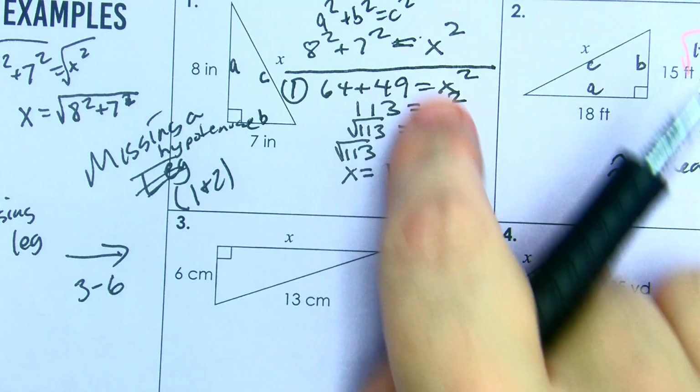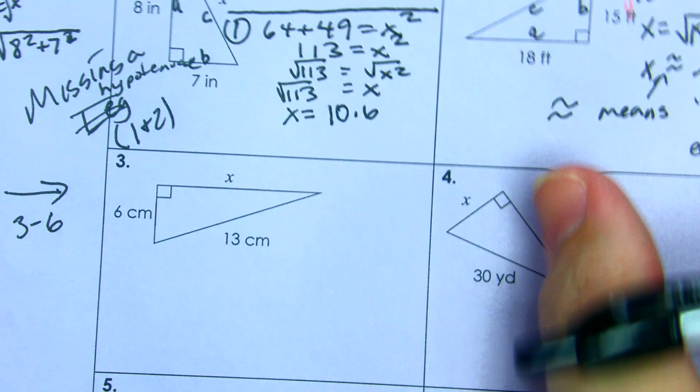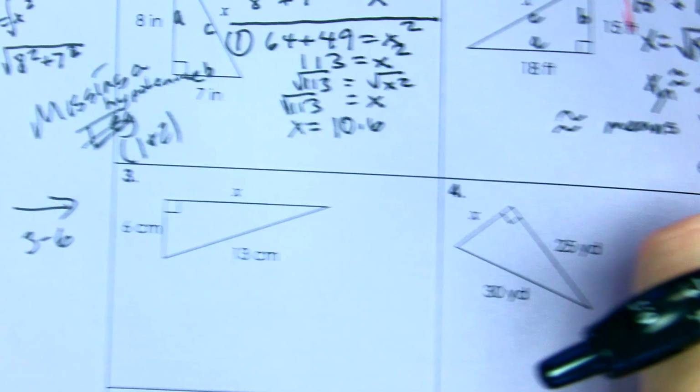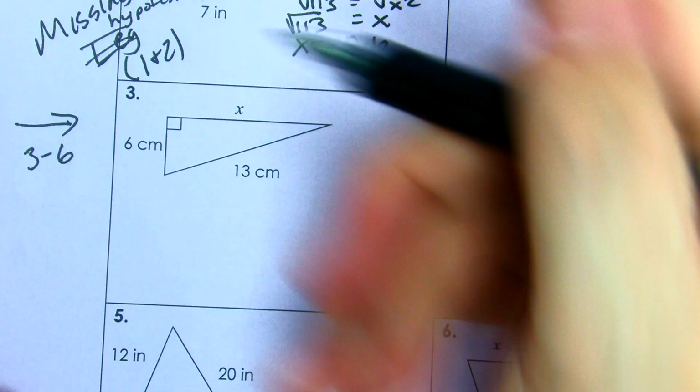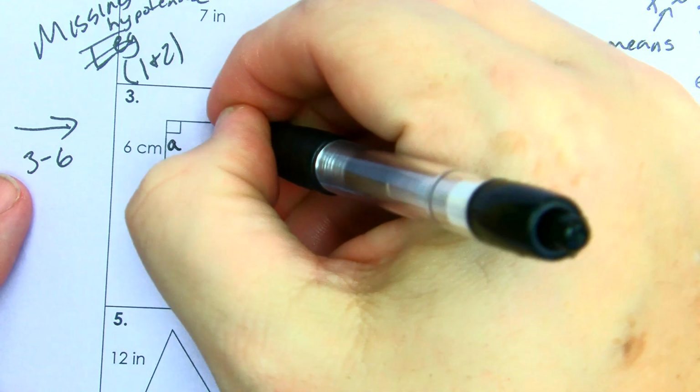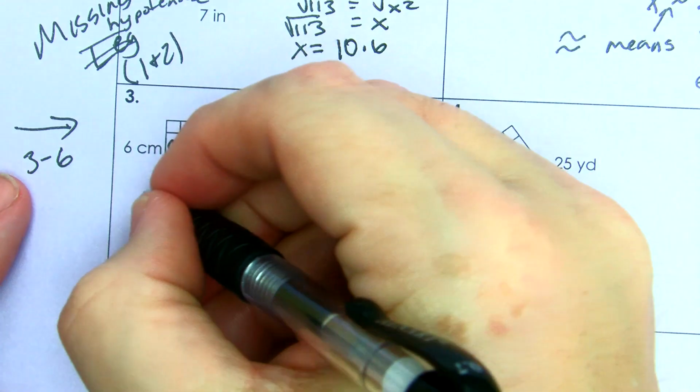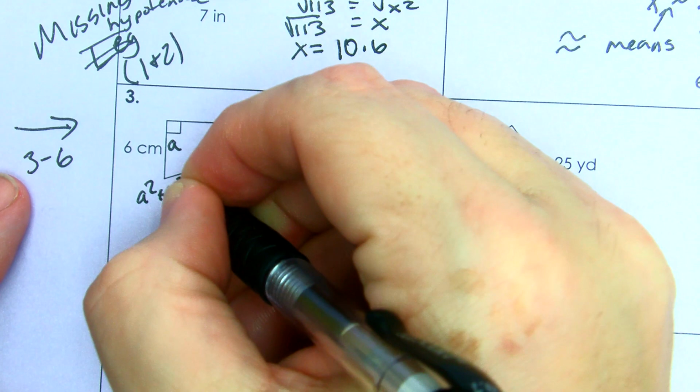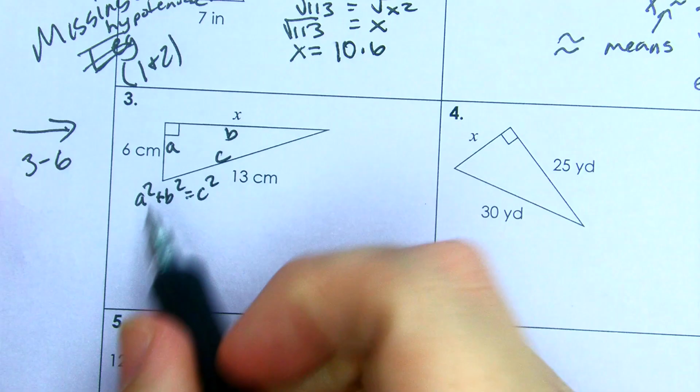So once you figure out if you're missing the hypotenuse, you're going to do this exact thing. If you're missing a leg, it's one extra step. That's all it really is. So figure out what your A, your B, and your C is, and know we're going to go A squared plus B squared equals C squared.